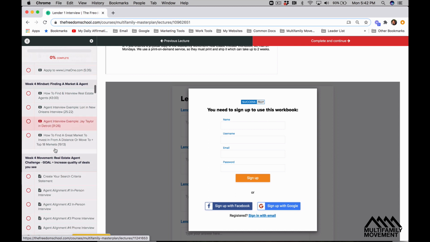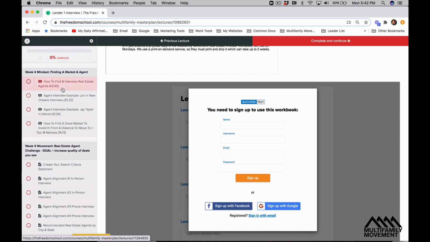Then we go into module 4, which is finding a market and agent. Some of you are going to buy exactly where you are. Your property might be right behind you, just like mine was in Brooklyn. Literally, the property that I ended up buying shares a backyard with the property that I was renting. For some of you, it's going to be right in your market. Some of you are going to have to go 15 to 30 minutes out. Some of you are going to be buying from across states. Remember, I bought in Oakland and New Orleans while I was living in Brooklyn.